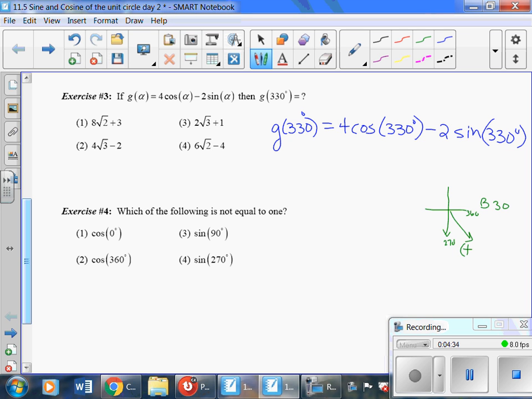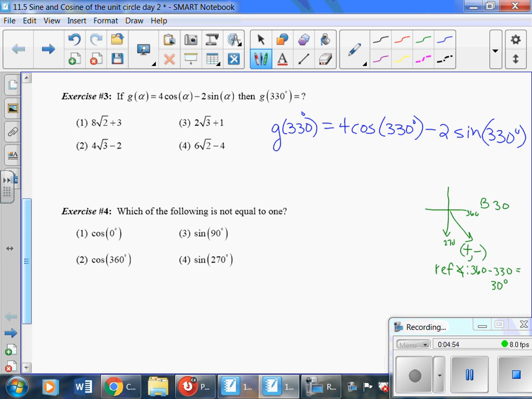In the 4th quadrant, it's positive, negative. So if we're talking about cosine and sine, I know my cosine is going to be positive and my sine is going to be negative. Now I go to my reference angle. My reference angle is going to be 360 minus 330, which is equal to 30 degrees.